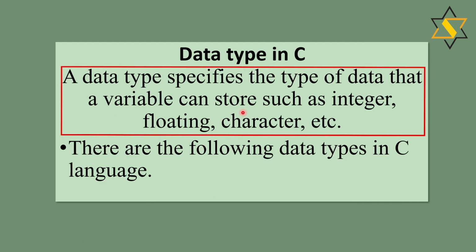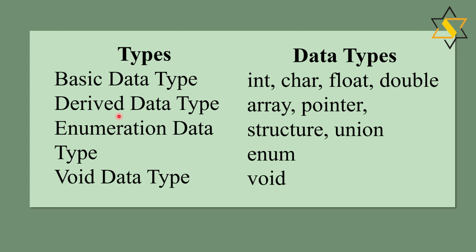Here the data type specifies what kind of data it is: integer, floating, character, etc. There are the following data types we will see. The basic data types are int, which is an integer type; char, a character type if you want a single character as a value; then float and double. Float holds up to 6 digits after the decimal point, and double is for when you want to define more than 6 digits.